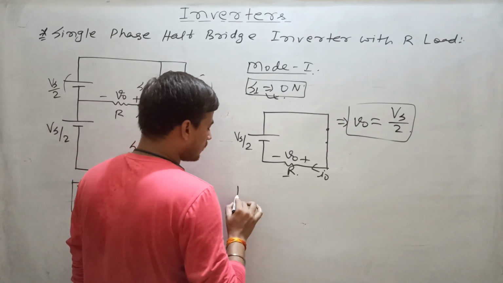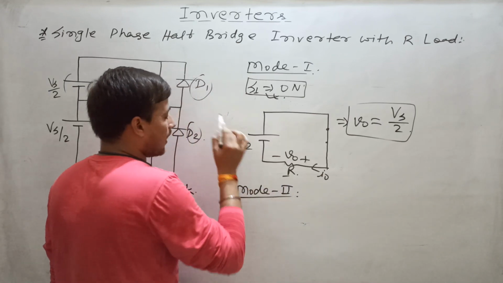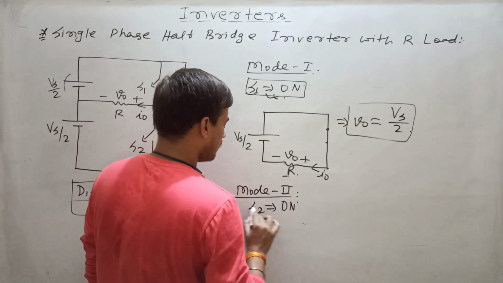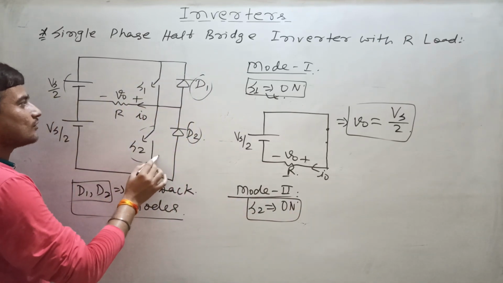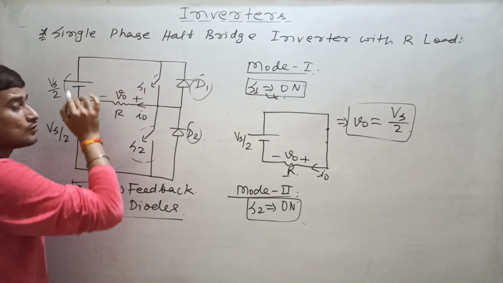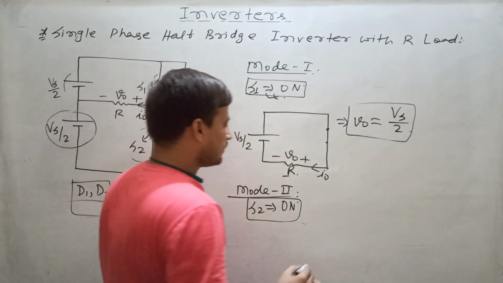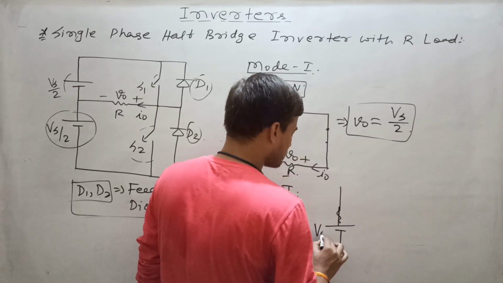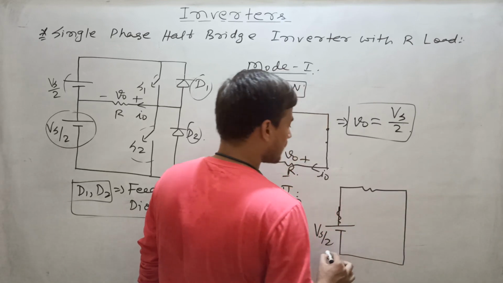Now mode 2. In mode 2, what happens? S2 is turned on and S1 is off. If the switch S2 is on, and this switch is off, then there won't be any connection of the load through this one. Now the lower part of Vs, that means Vs by 2, will come into effect. This is Vs by 2. This is R. This is switch S2.